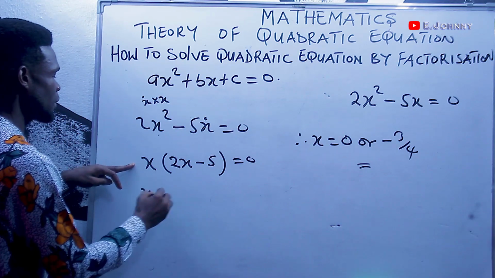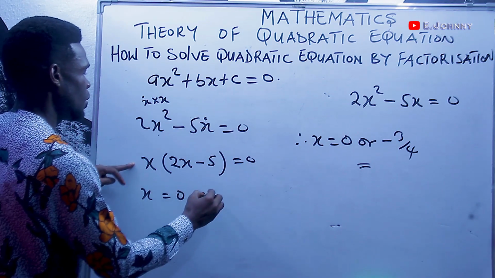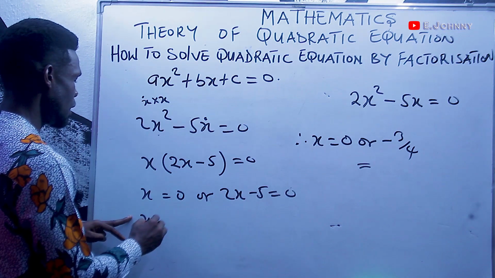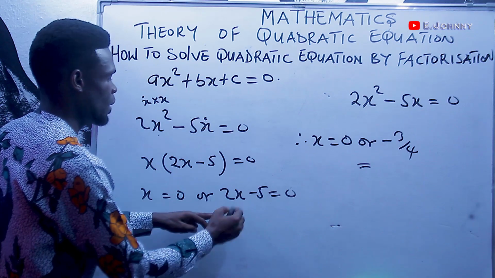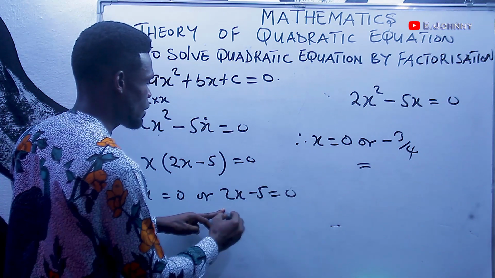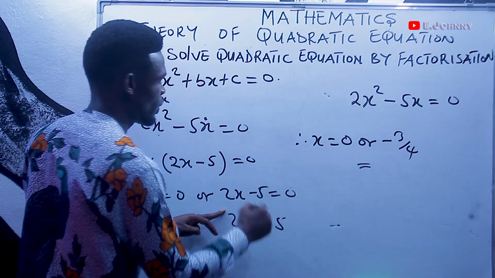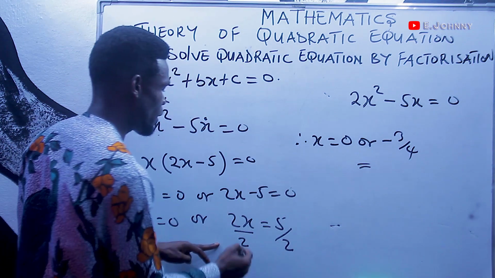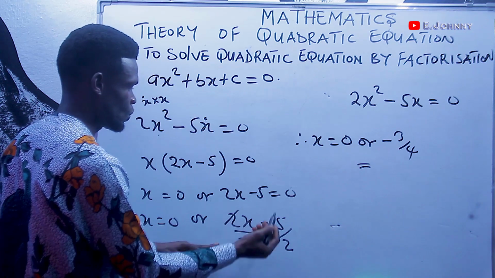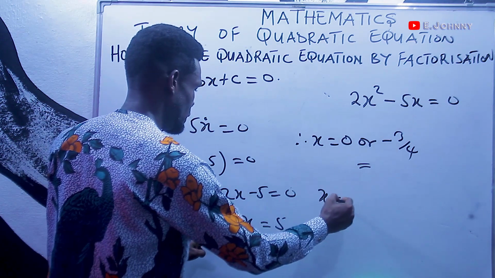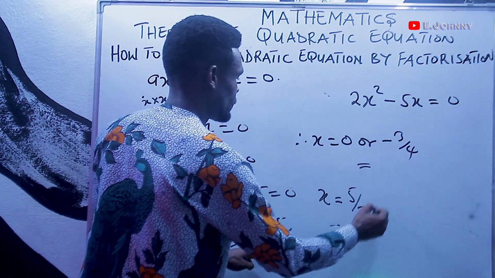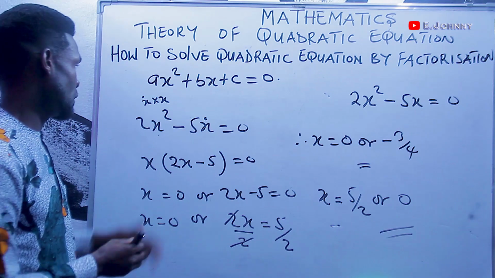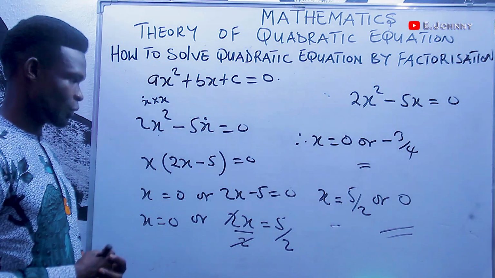So this implies x equals 0, or 2x minus 5 equals 0. So x equals 0, or now take minus 5 to this side, that will be 2x equals 5. Minus 5 will cross to become plus 5. So you divide both sides by the coefficient of x, which is 2. 2 goes into 2, is gone. So that x equals 5 over 2, or 0. These are the roots of this particular quadratic equation.